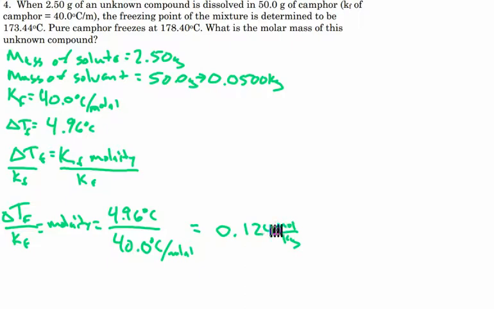All right, so this is going to give us some number of moles over, well, how many kilograms did I have? I had 0.0500 kilograms. So let's just cross multiply these two to get the number of moles. So moles would be our mass of our solvent times our molality. And if I do this, this should give us 0.0062 moles.